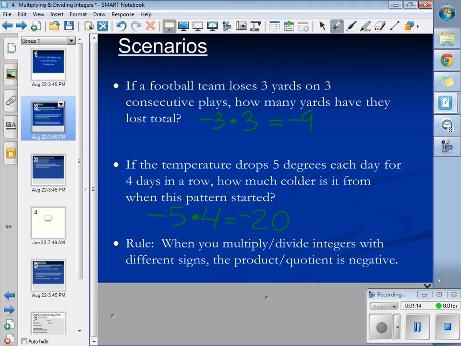Rule: when you multiply or divide integers with a different sign, the product or quotient is negative. Remember, quotient is the answer when you're dividing. As always, pause as needed. Rewind if you need to listen to something again.